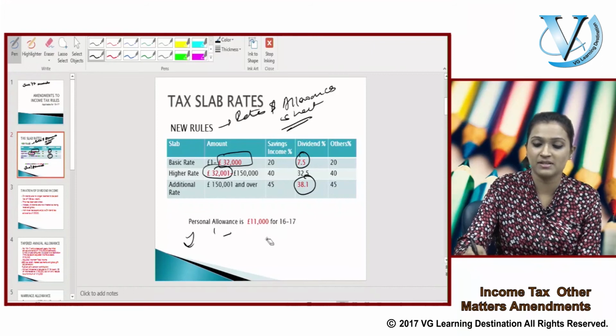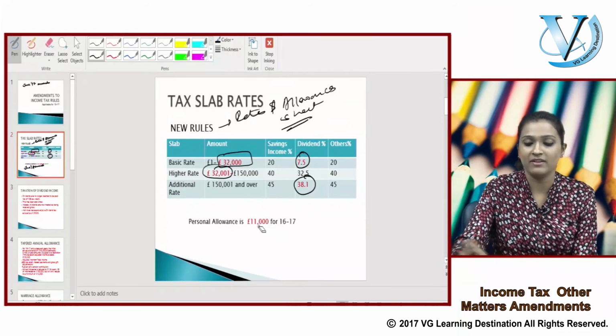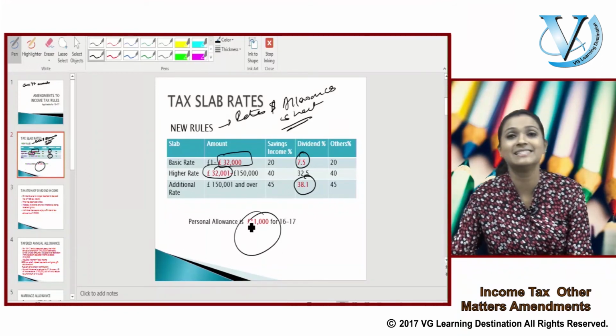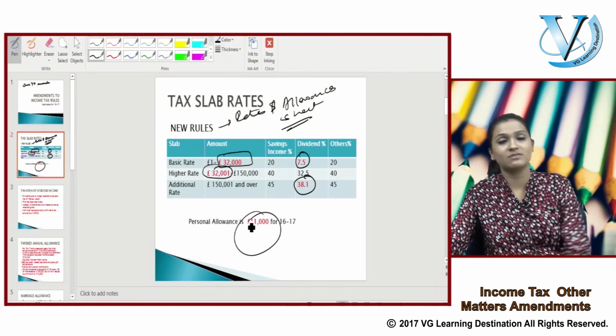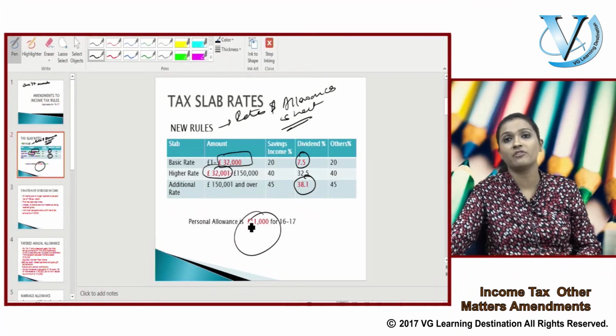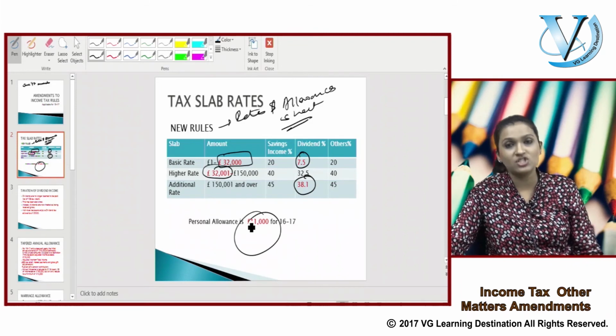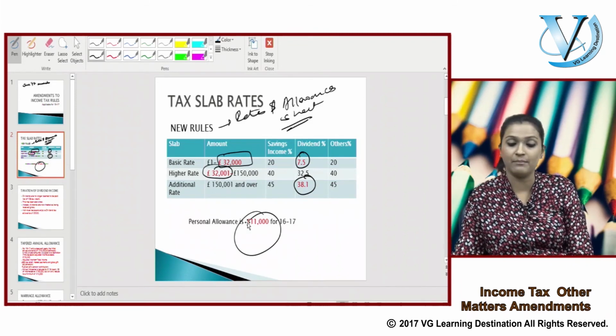Also changes the personal allowance to £11,000 for 16-17. So now personal allowance has been further notched up by another £400 and it has now reached the 11,000 threshold limit.